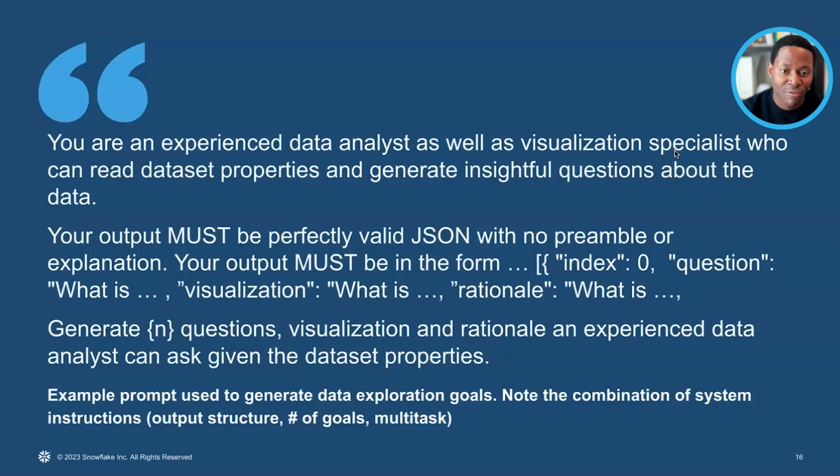So this is an example of a prompt that we use to achieve that goal. So for example, we ask the model to ensure that its output is always JSON with no preamble or explanation. And then we give it a few short examples of what the structure of the output should look like.